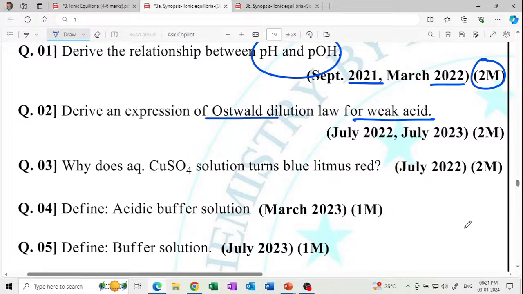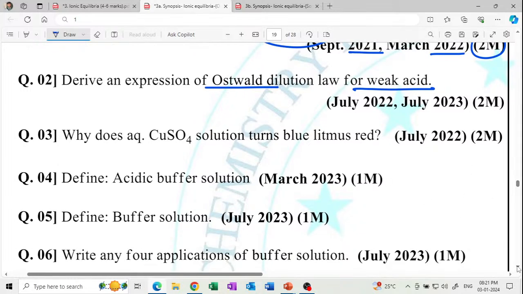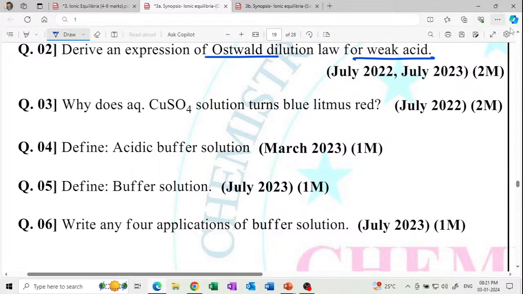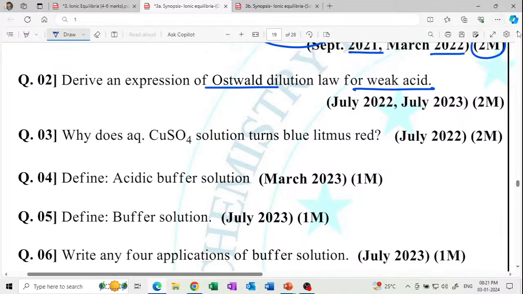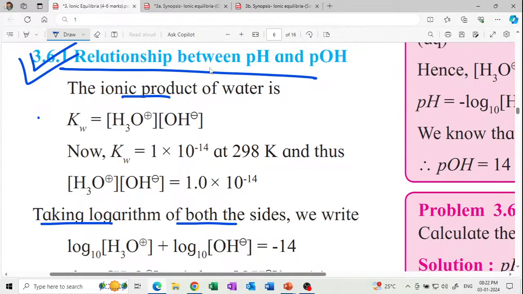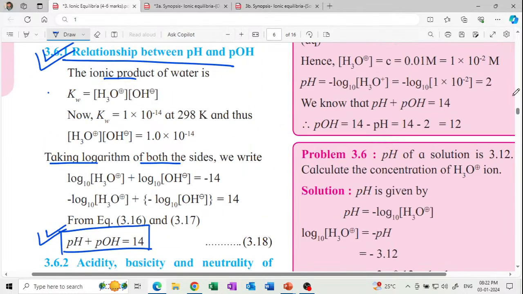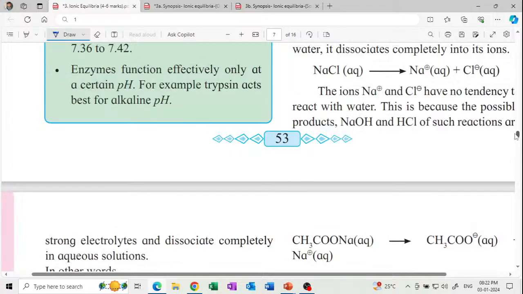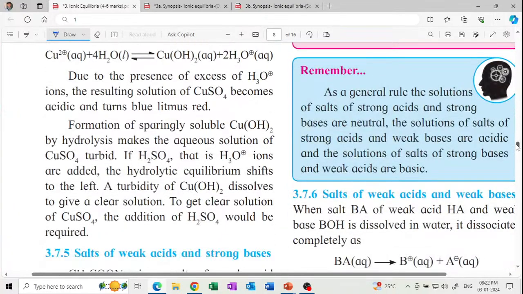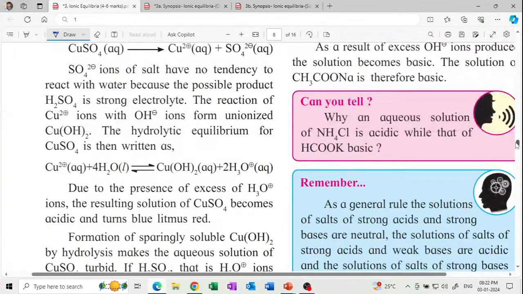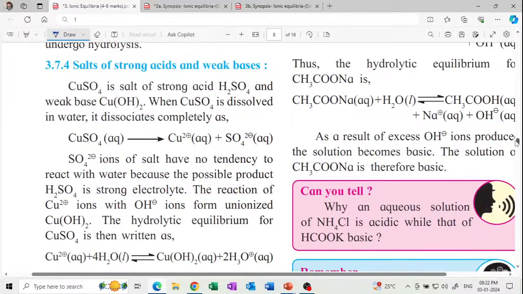Okay, why does the copper sulfate solution turn blue litmus red? Why does the copper sulfate solution turn the litmus paper red? So it is an acidic solution, and then how to write the answer in this way? Hydrolysis of salt. Okay, this is the reason.